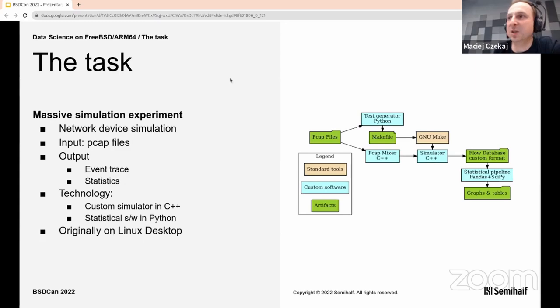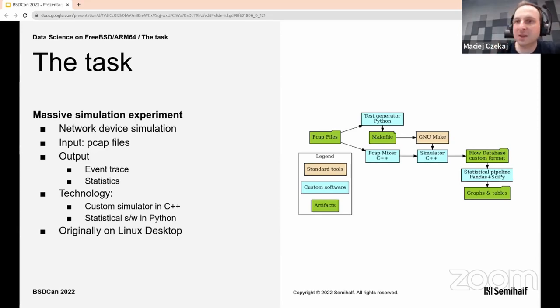The task was a massive simulation experiment. I was going to simulate a network device, though it was an algorithmic simulation, so no RTL, no hardware level. The input was lots of pcap files with network traces. The output was a custom event trace and statistics. The technology was mostly custom software in C++ and quite a lot of Python to process the data. Originally, I was prototyping on my Linux desktop, but pretty soon I realized that the desktop platform is not big enough. It cannot handle such scale. So I was looking for something better.